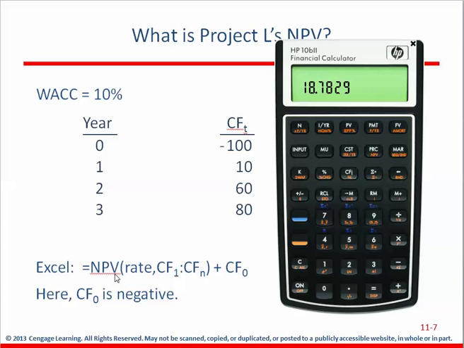But if you want to use Excel, the NPV function, you put the rate, click on the rate, highlight cash flows 1 through n, in this case 1 through 3, hit enter. Then you have to go back up to the equation line and manually add plus cash flow 0. Okay, so I would add my plus negative 100 to get the NPV of 18.7829.